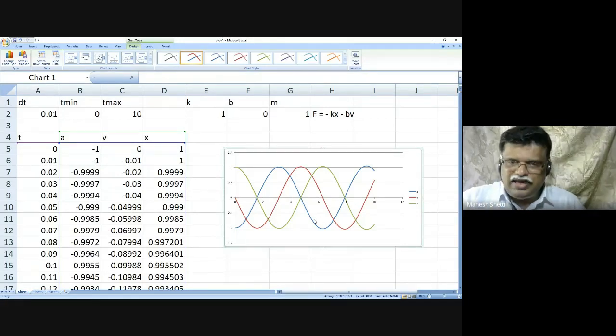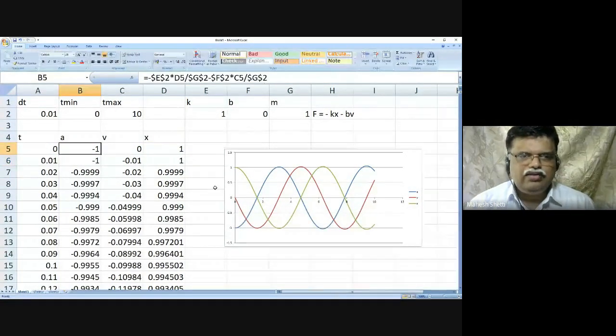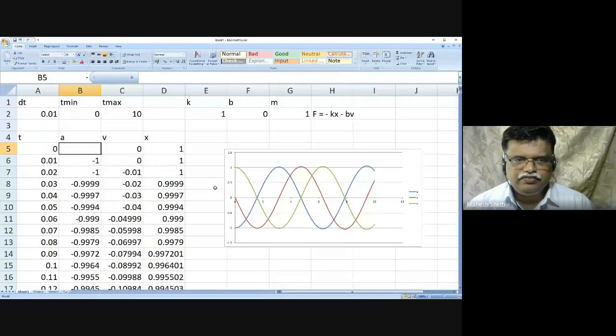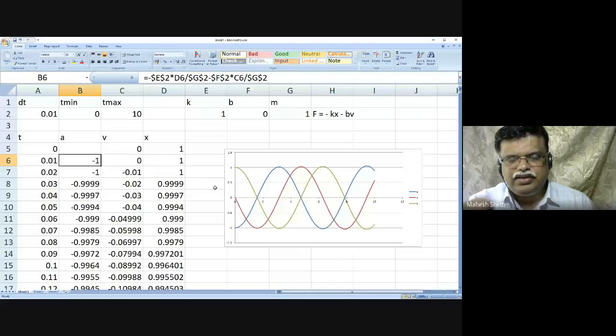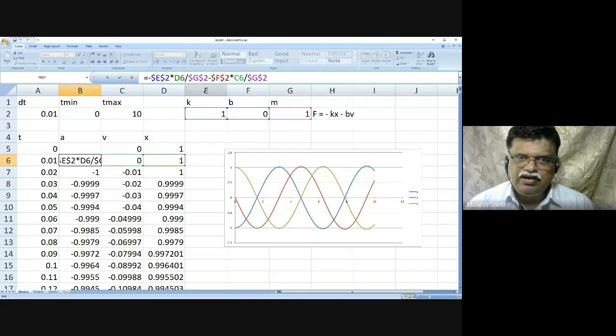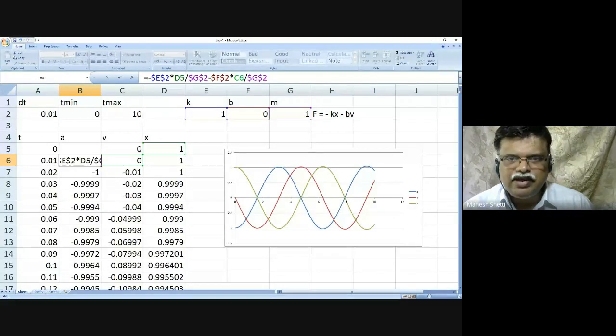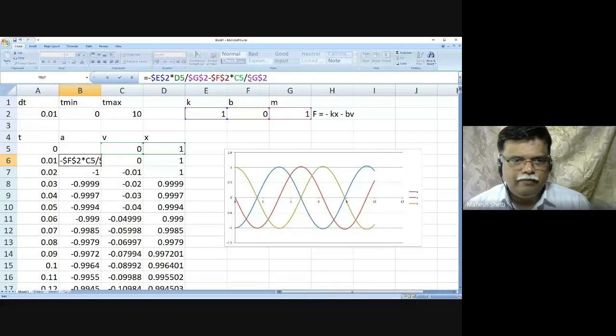The procedural change that I'm going to make here is this. I will not calculate acceleration at this point. This acceleration I'll calculate based on the earlier value of velocity and displacement. I'll tell you why I'm going to make that change. It is a small trick, but I realized that I had made a mistake, and I will explain why it is happening.